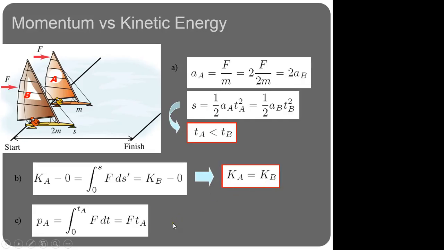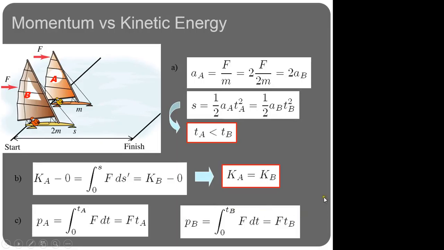Part C, let's look at it. Which one will have the highest momentum? So force times time, force times time. What do you think? With this now, does it help you? This is the hint. And the answer is B. Yeah, that's right. Because B is subject to a longer time. You have a larger momentum, right, when it crosses the finishing line.